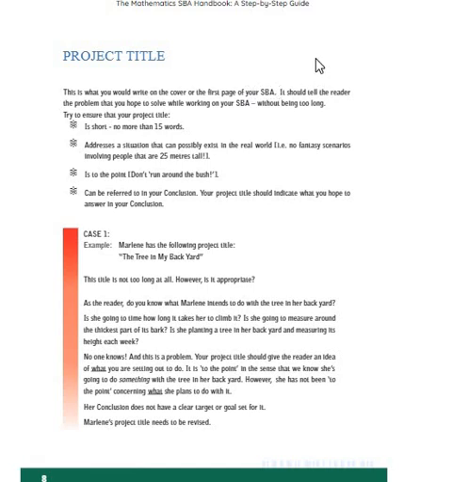It should tell the reader the problem that you hope to solve while working on your SBA without being too long. Try to ensure that your project title, 1, is short, no more than 15 words. 2, addresses a situation that can possibly exist in the real world. That is, no fantasy scenarios involving people that are 25 meters tall.